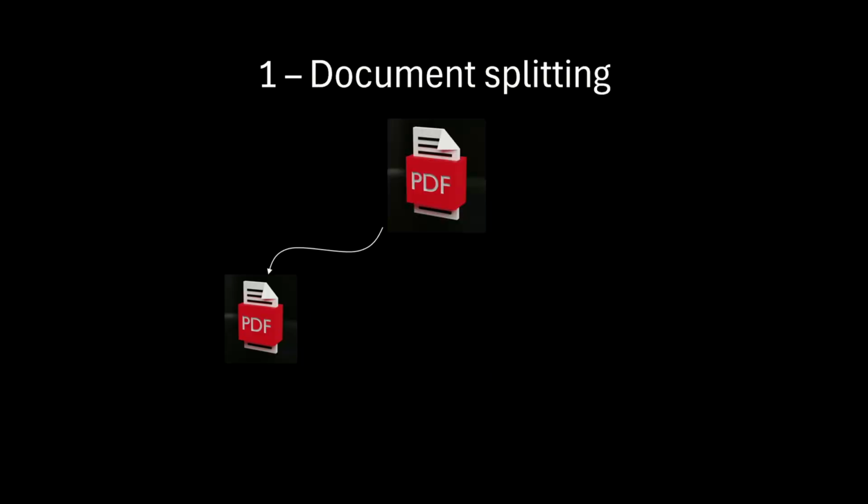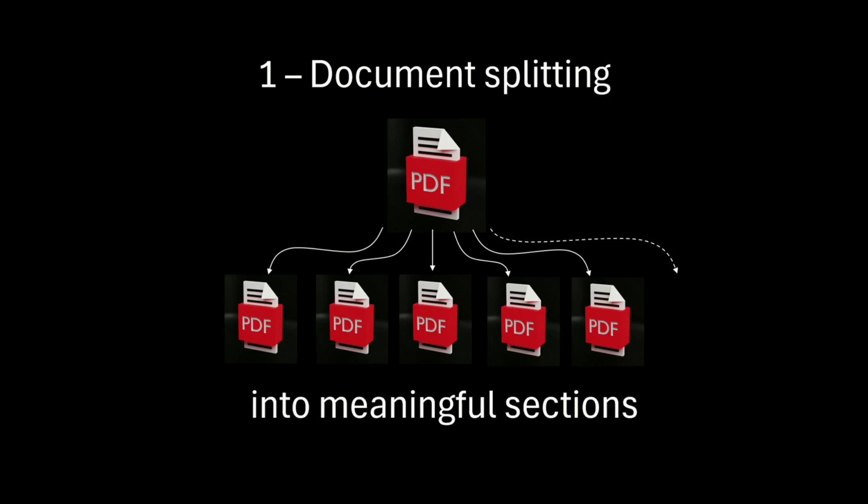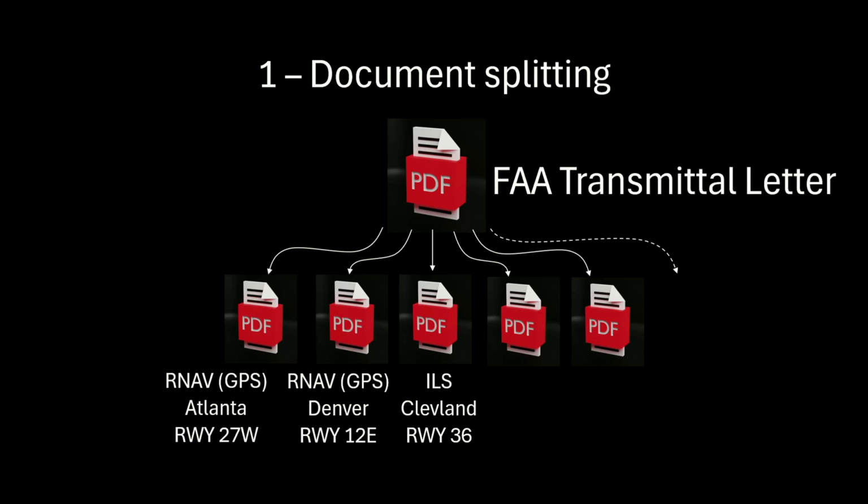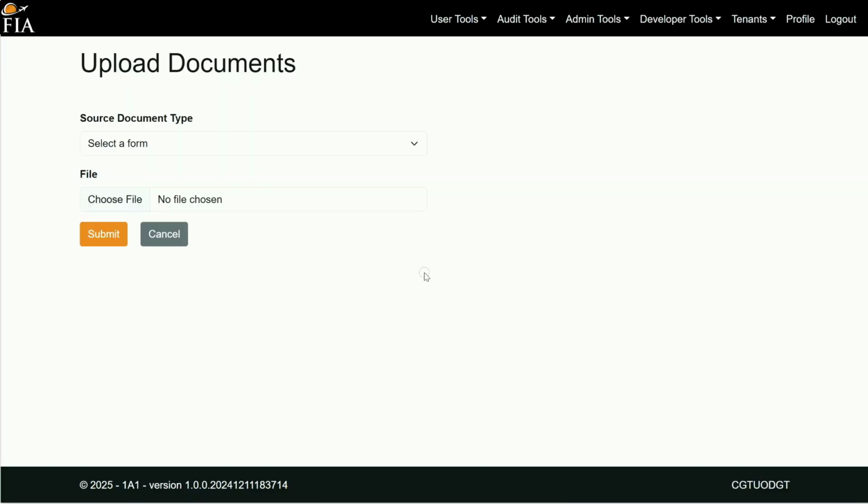FIA is capable of splitting a large PDF file into its meaningful components. For example, FAA publishes so-called transmittal letters, which contain several types of procedures identified by airport and ground features like a runway. Once properly split, FIA saves them in separate smaller files for further processing. Let me show you this step.